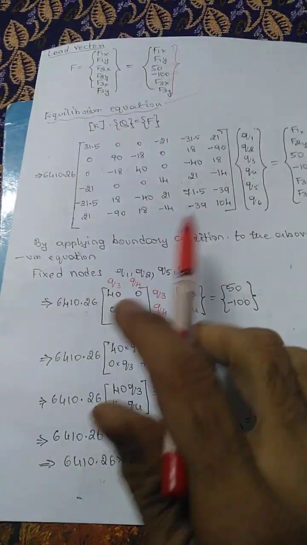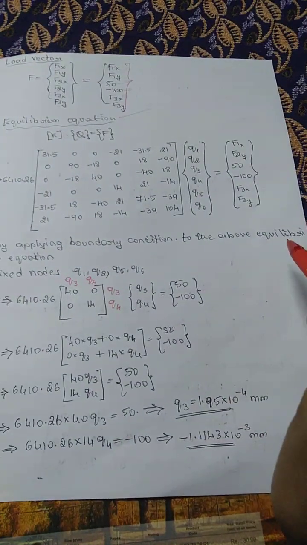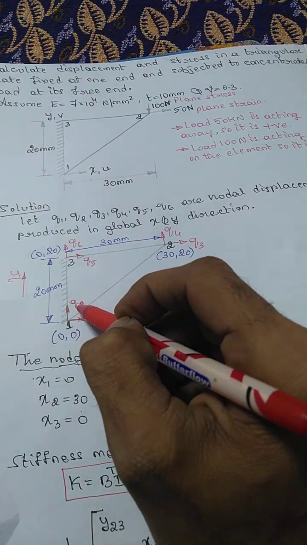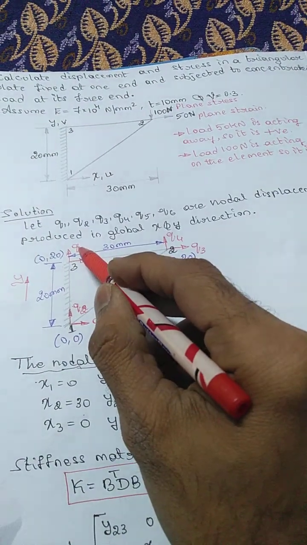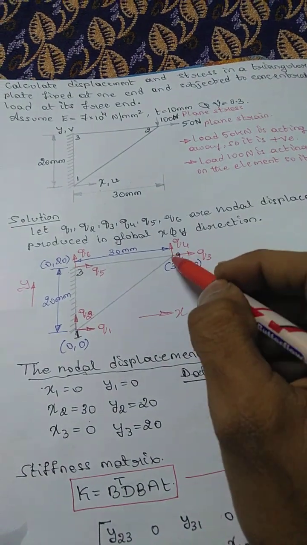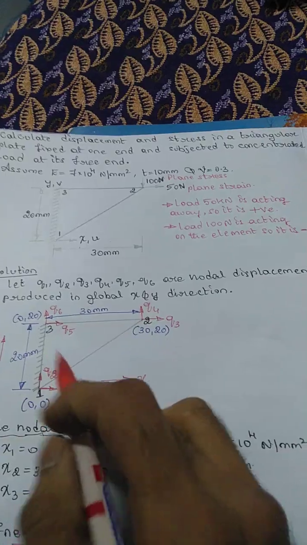Next, we'll solve this. See, now what we have to do is apply the boundary conditions. The boundary condition is that, see here, we'll see which are all fixed. Q1, Q2 are fixed and Q5, Q6 are fixed. Only Q3, Q4 are applied with the load, they are the free ends. So for that we'll apply the boundary condition now.